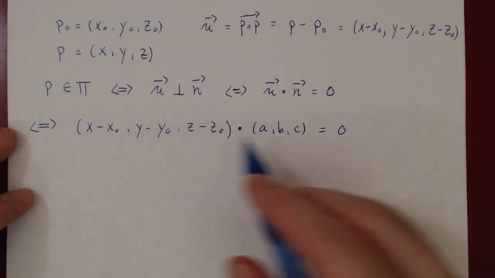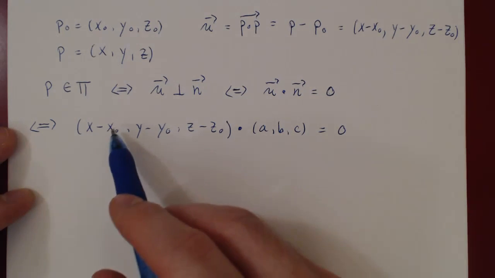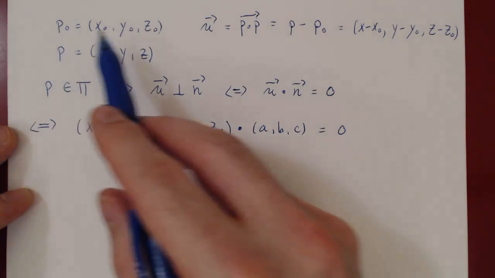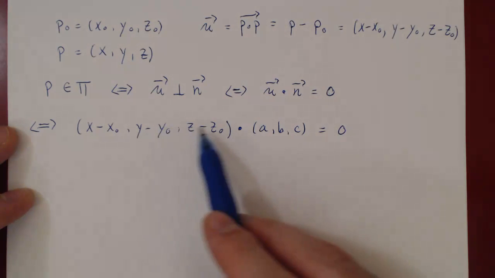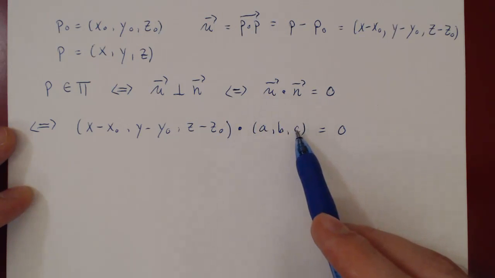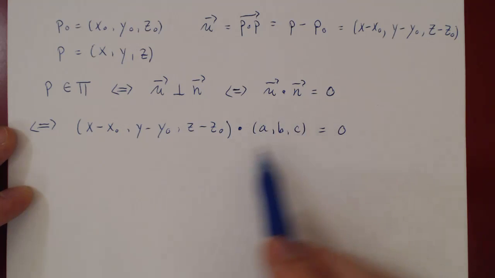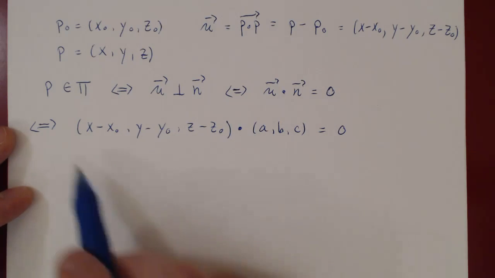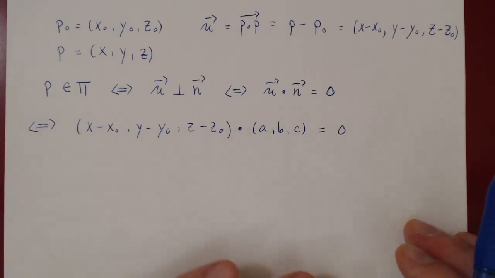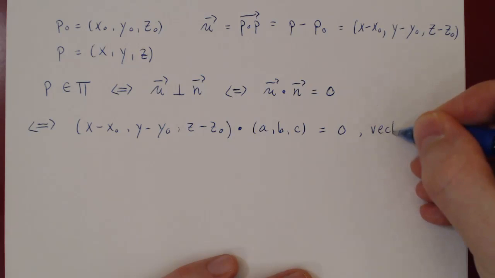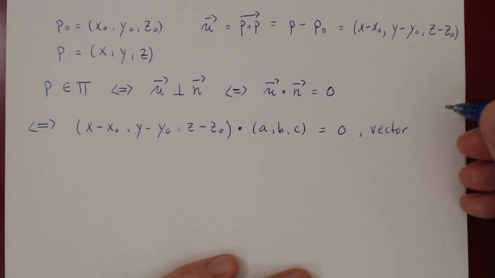Now this form, and right now we have an equation, right? X naught, y naught, z naught are the coordinates of point P0 on the plane, so these are real numbers. A, B, C are the coordinates of the normal vector to the plane. These are also real numbers. And now we have an equation for the plane. And this form is called the vector form of the plane. This is the first form of the equation, the vector form.